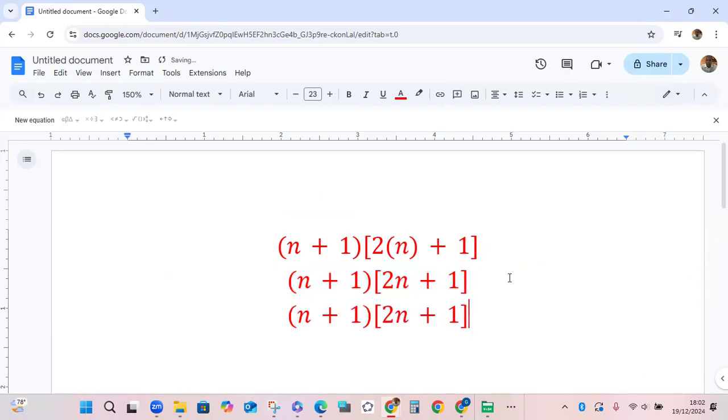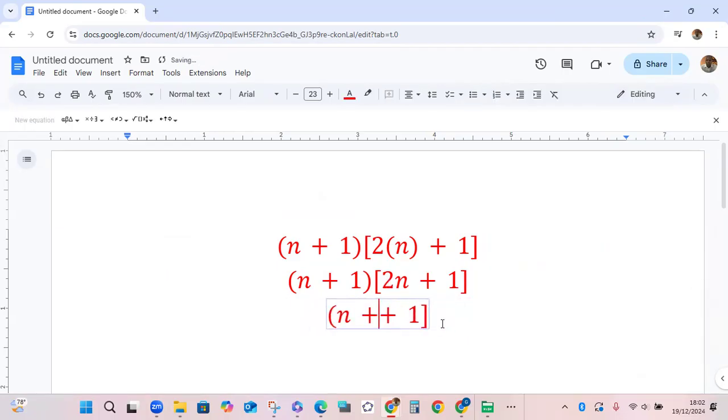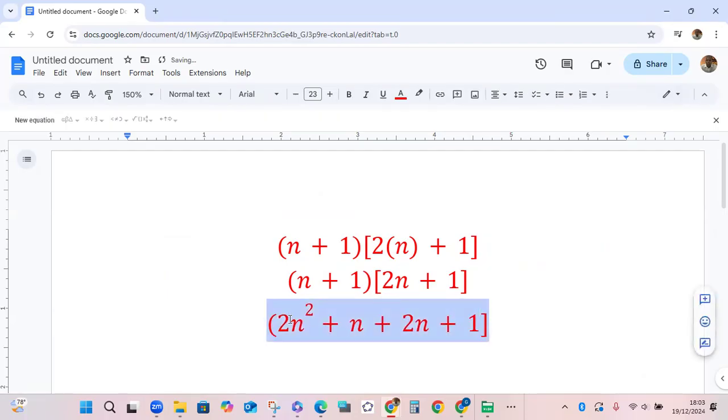And then we've got to expand this out. We have 4 multiplications to do: N with 2N, N with 1, and then 1 with 2N, 1 with 1. So N times 2N is 2N squared, plus N, because N times 1 is N. Now we have to repeat this, but with the number 1. 1 times 2N is 2N, and 1 times 1 is 1. So now we have to simplify.